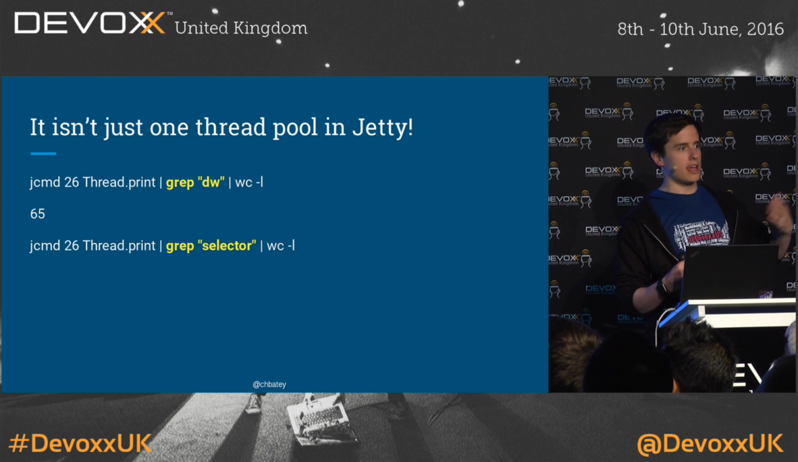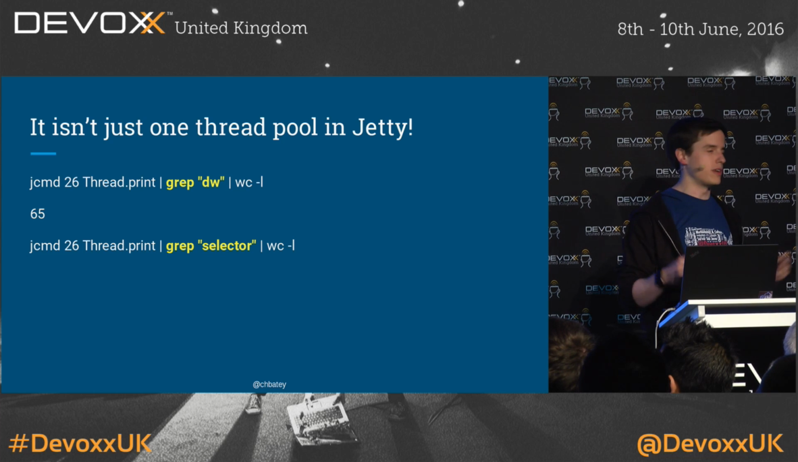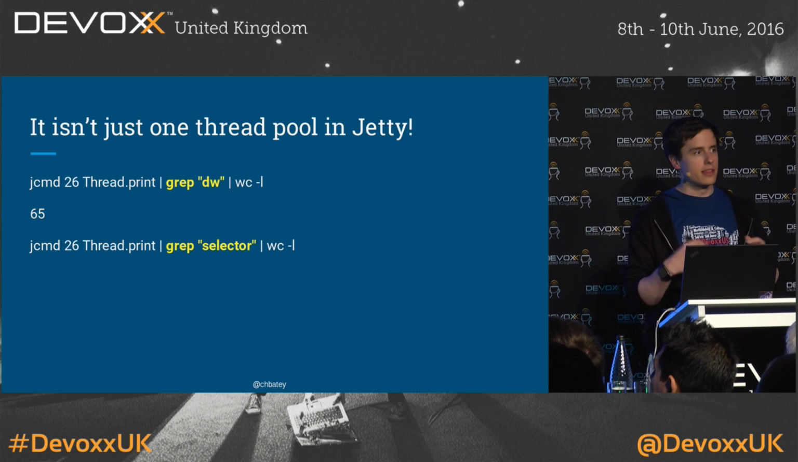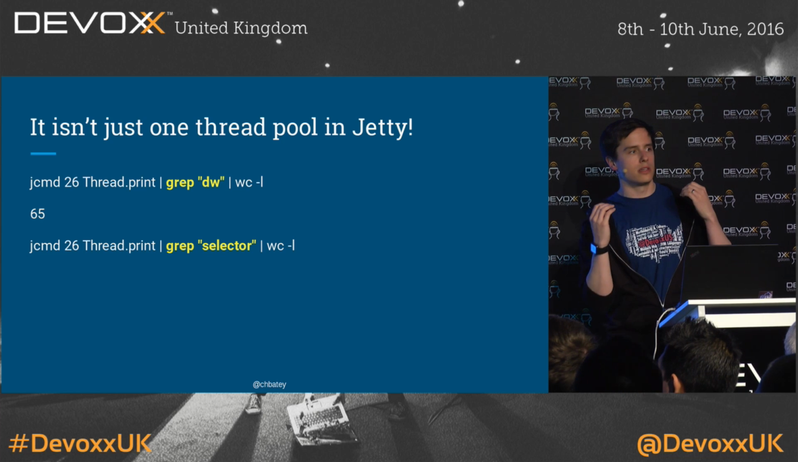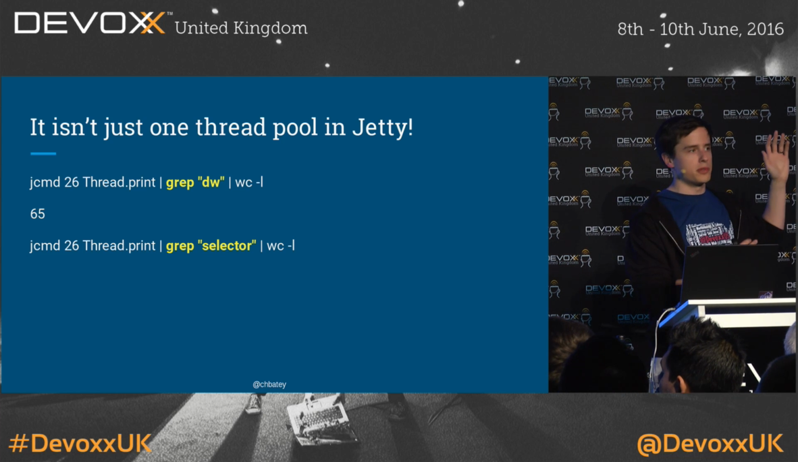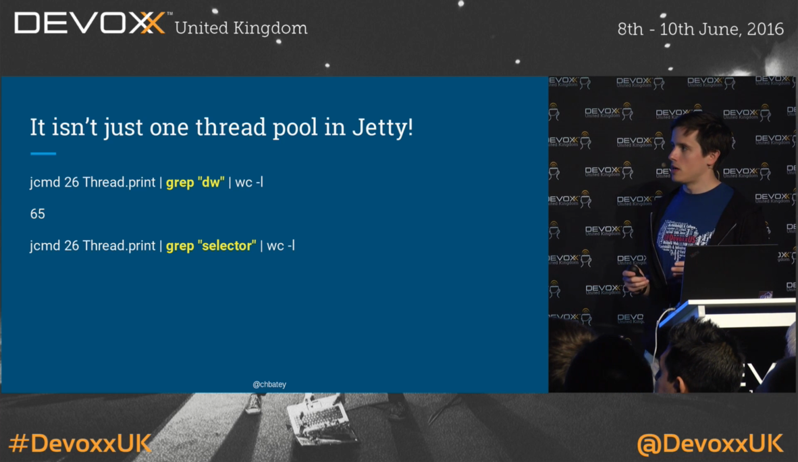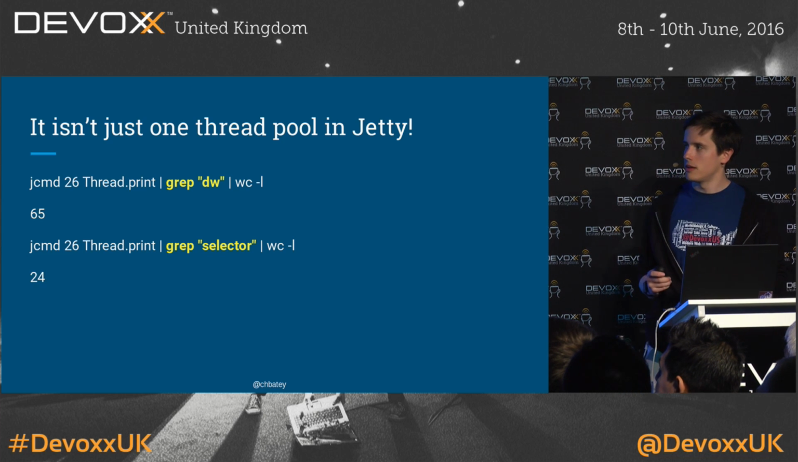So that thread that you get as an application developer to do your stuff on, the thing that's going to call into your REST controller, or if you're a raw servlet, it's just doGet, right? That's not actually the thread which is used to select data from NIO. There's a whole separate thread pool for that inside Jetty. And we found that thread pool. How many threads do we think we've got there?